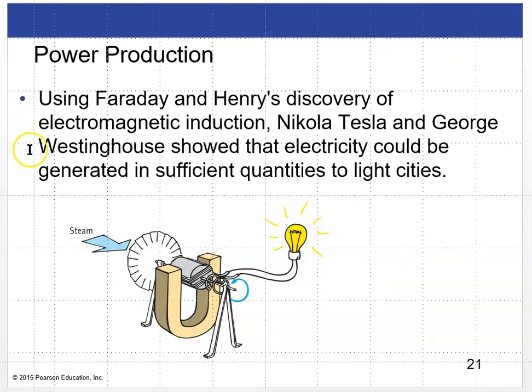Now, this uses Faraday's and Henry's discovery of electromagnetic induction. Nikola Tesla and George Westinghouse ran with this and showed that electricity could be generated in sufficient quantities to light cities. And that's where we are today. That's where we have a power grid. That's why you can turn on a light switch. You don't have to light an oil lamp.